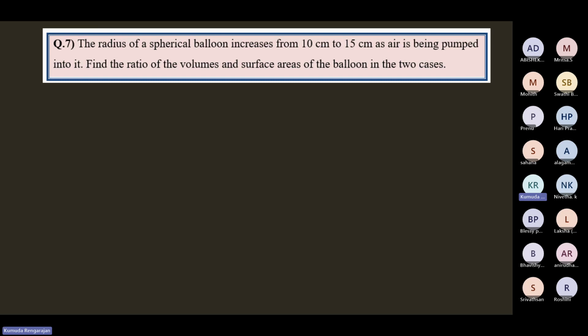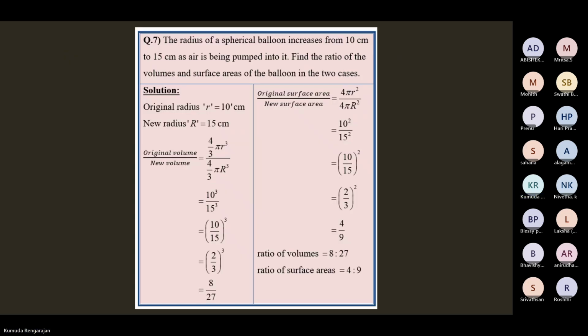There are two cases, no? One when the radius is 10 centimeters and the other when the radius is 15 centimeters. You don't have to find the answer separately. Directly find the ratio. I told you in the last class. Whenever it is ratio, directly find the ratio. You don't have to find the volume or surface area separately.